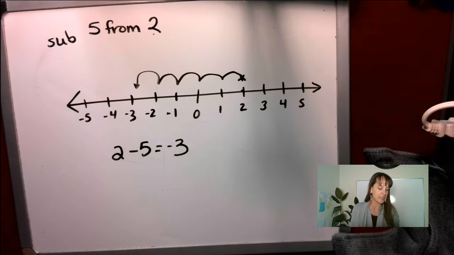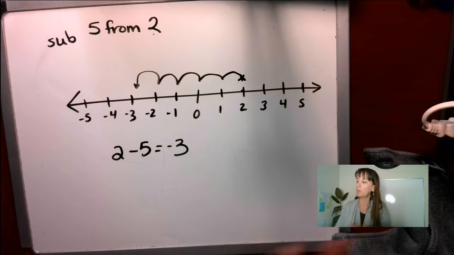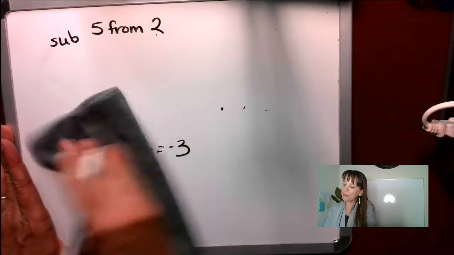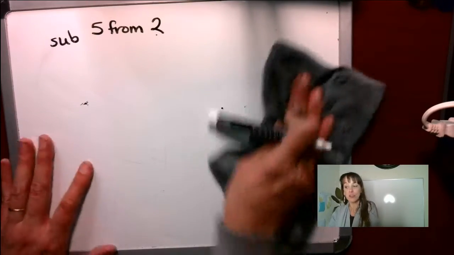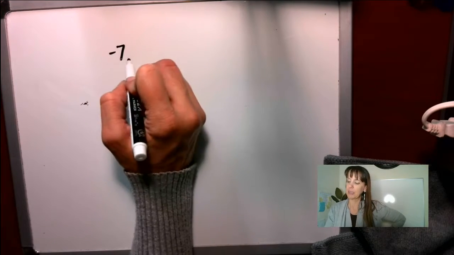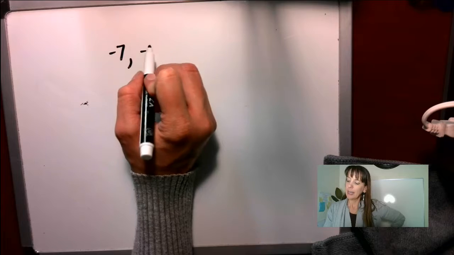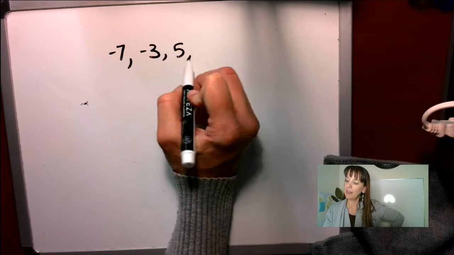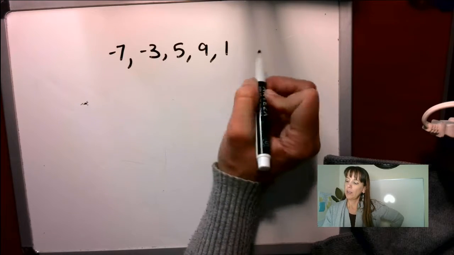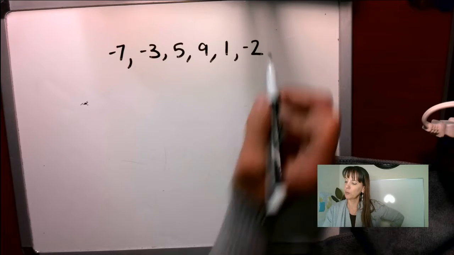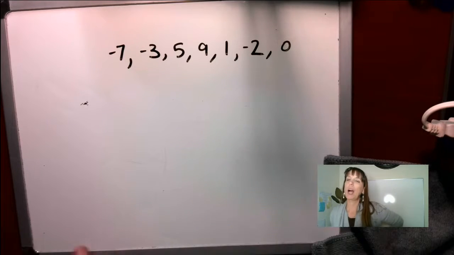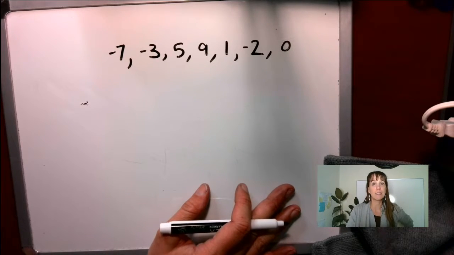Another one is in order, arrange 4 numbers in order from least to greatest. This is a really good point. I'm gonna do one slightly different from the example. And guys, make sure you have your notebook out and you're taking notes. This will be helpful. I want you to arrange these numbers, -6, -7, -3, 5, 9, 1, -2, and 0. I want you to start with the smallest number.